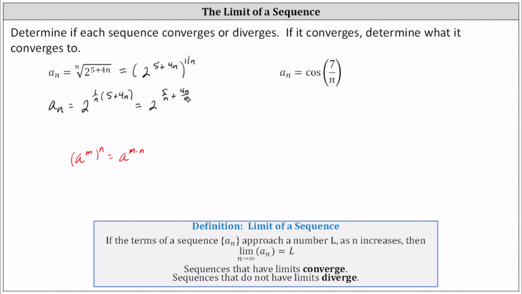Notice in this form we can simplify. 4n divided by n simplifies because n divided by n simplifies to 1. We now have a simpler formula that we can use to determine the limit. We have a sub n equals 2 raised to the power of the sum of 5 divided by n and 4. So now we'll determine the limit as n approaches infinity of a sub n.